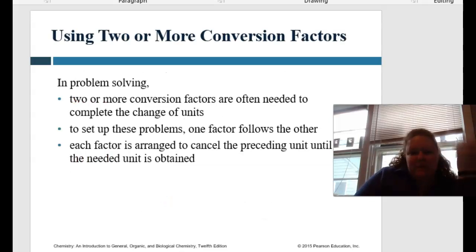So what happens when we have to do this more than once? Two or more conversion factors are often needed to complete the change of units. To set up the problem, one factor follows the other. Each factor is arranged to cancel out the preceding until the needed unit is obtained.